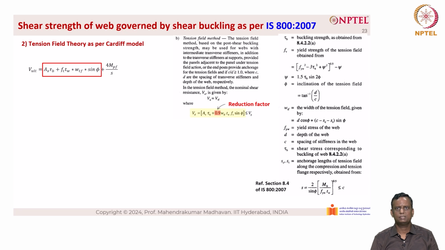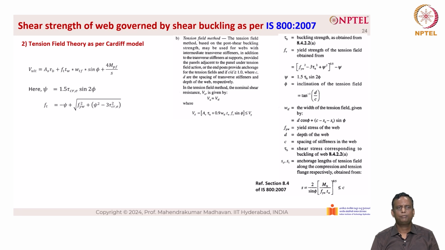But there is a small difference: a reduction factor of 0.9 is applied. Here we have psi equal to 1.5 tau critical into sin 2 phi, and you can see a similar equation in IS 800. Ft equal to minus psi plus root of Fy square plus psi square minus 3 tau critical square, which is also shown on the right hand side of the equation, except that instead of f of t, it is f of v. The meaning is the same: the yield strength of the tension field obtained from the equation.